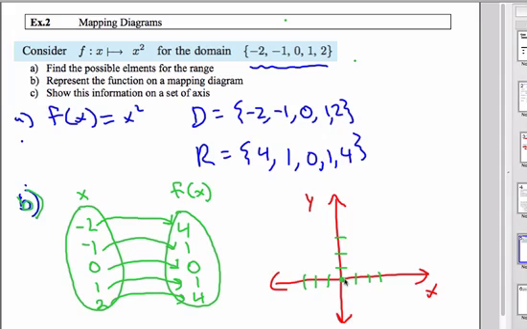Okay, so we have 0, 0. We have 1, 1. We have 2 maps to 4. So the X value is 2, then the Y value is 4. When we have negative 1, we have 1. When we have negative 2 for X, it maps to 4. So we get 4 up here. So those are your 5 points on a set of axes.